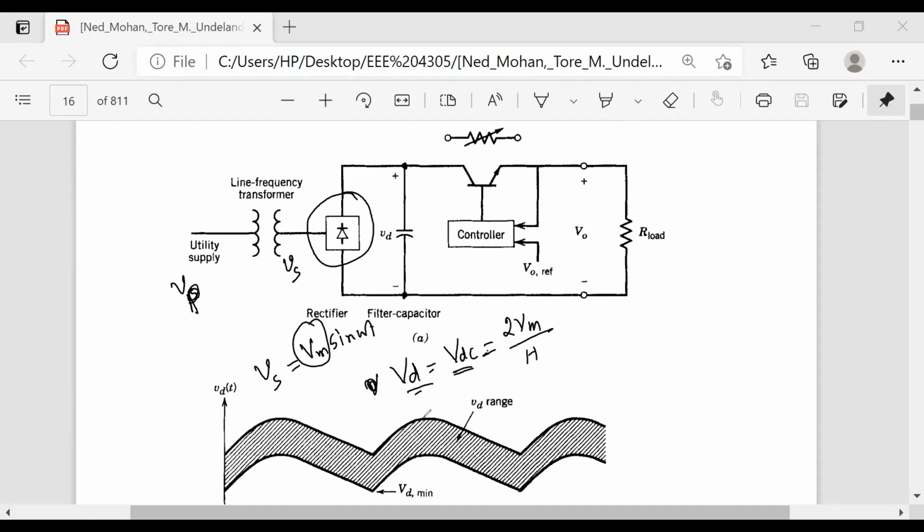So if it contains some ripple, you will not get exactly the DC voltage. You will get a voltage like this.